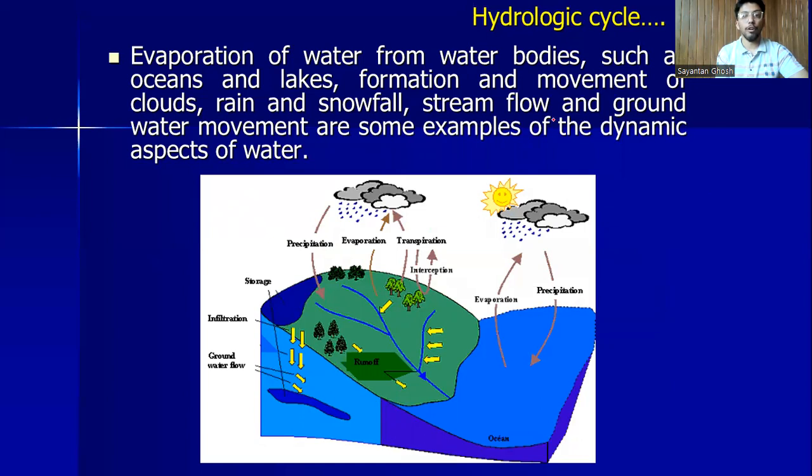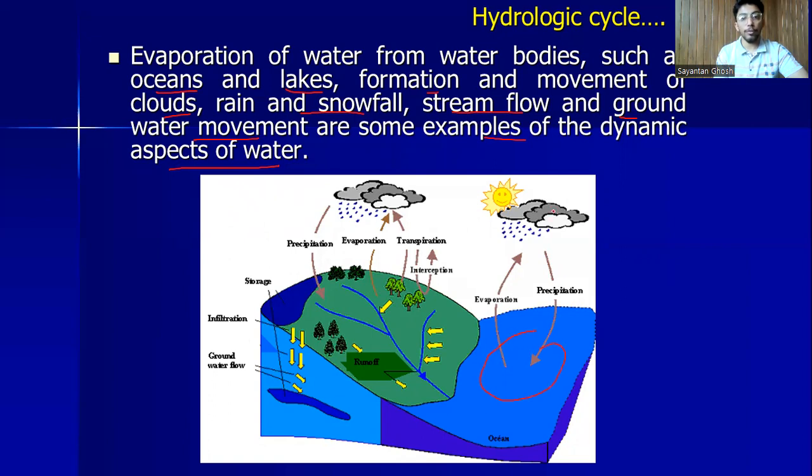Evaporation of water from water bodies such as lakes and oceans, formation and movement of clouds and snowfall, stream flow and groundwater movement are some examples of dynamic aspects of water. When we talk about the dynamic aspects of water, we are talking about the movement of water from one state to another, and even the flow of water in the same state. Like when the water is present in the oceans and lakes, it is continuously in motion.